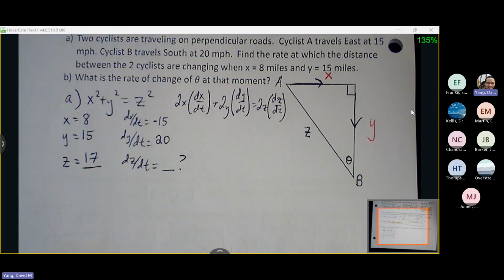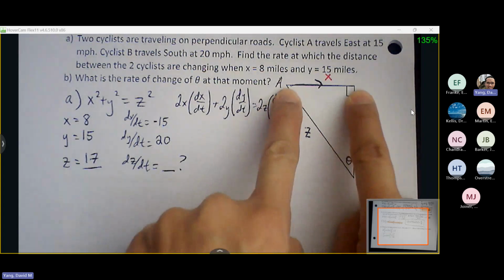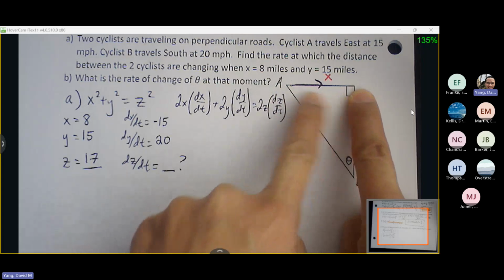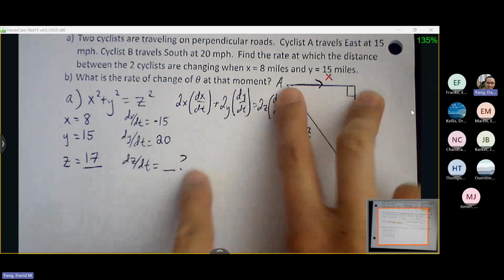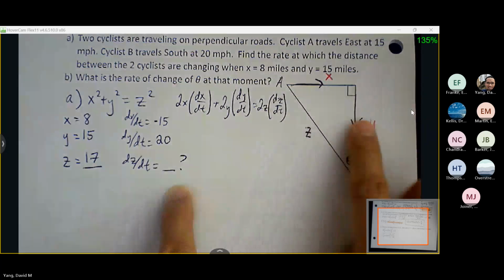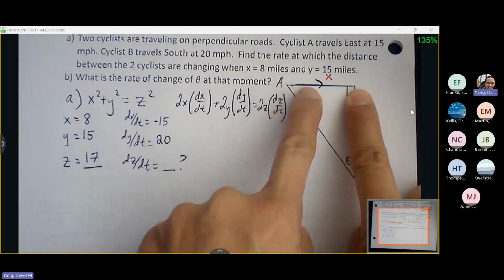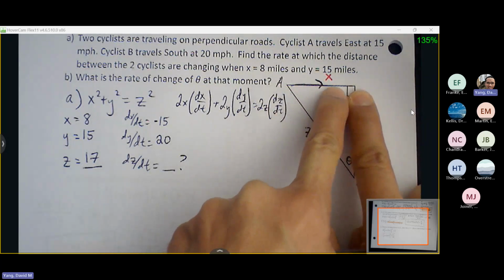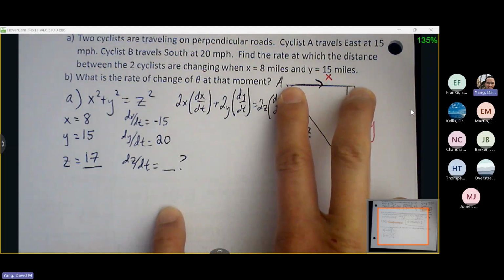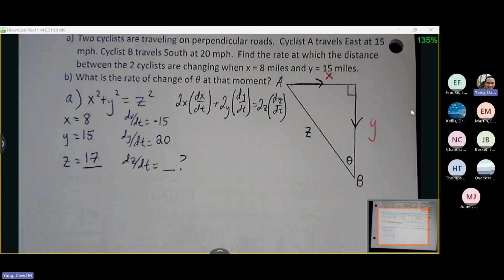Could you explain then why the 15 is negative? Right. So what's happening to this length as cyclist A is heading towards the intersection? Is that length getting longer or shorter? So he starts off here, but then he's going to be here and then moving here to here to here. So what's happening to this distance? Yeah, it's getting smaller, so if your value is getting smaller over time, the rate will be negative.